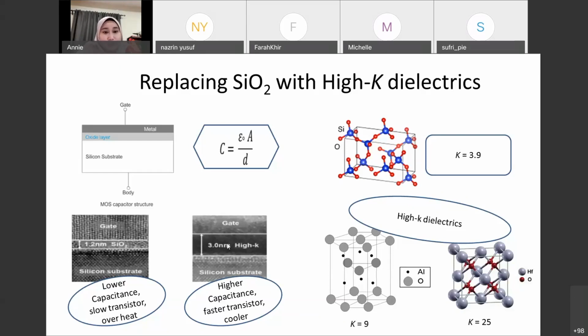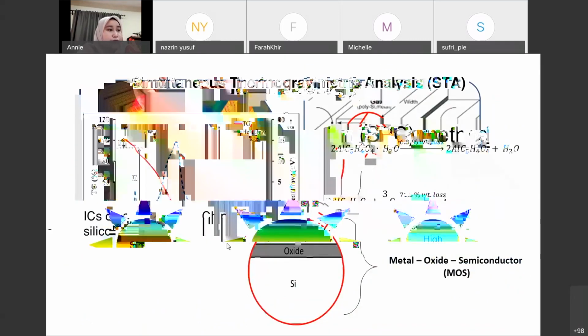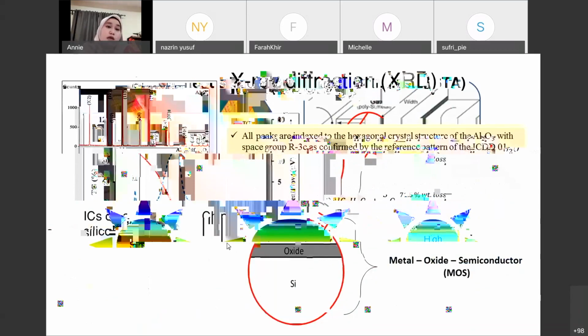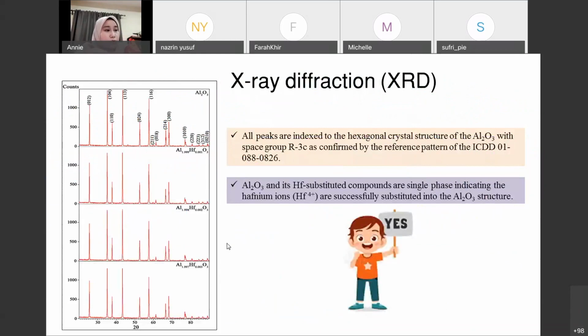Okay, so, first, I think the question is how to confirm. We can use X-ray diffraction analysis, which I have shown you. The first thing, I use the XRD, of course, to confirm that the hafnium element has been substituted into the aluminium oxide structure. From the XRD, we can see that all peaks are indexed to the patterns of the host material. Our host material here is the aluminium oxide. Since there are no other peaks that represent the hafnium structure or any other impurities, we can confirm that the hafnium is successfully substituted into the structure of aluminium oxide.